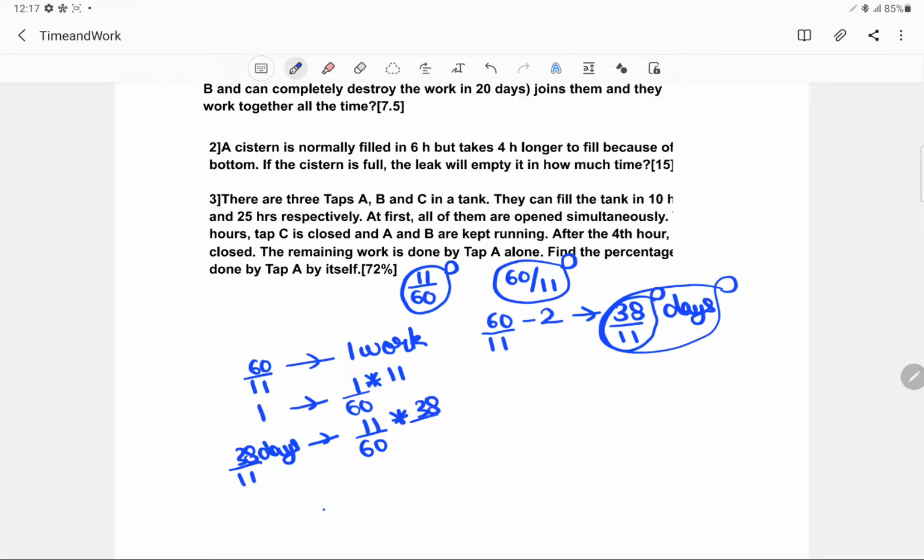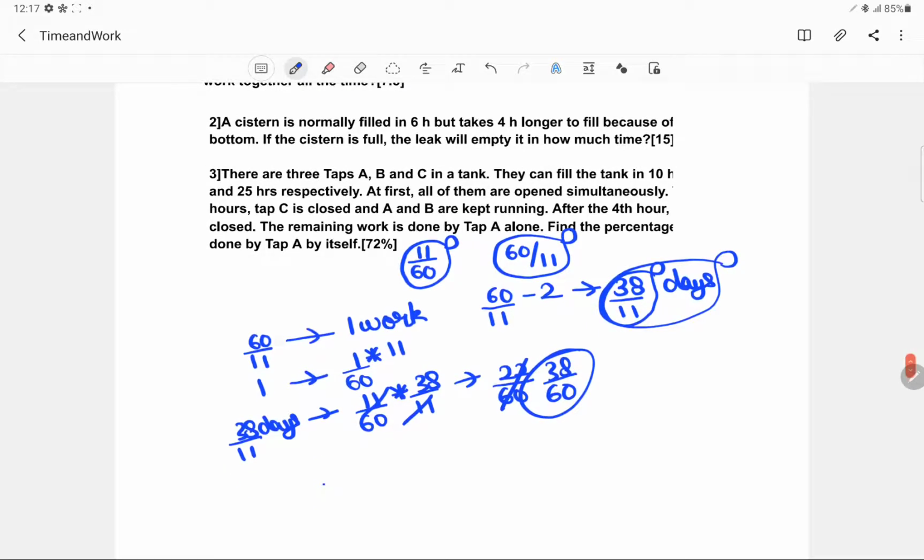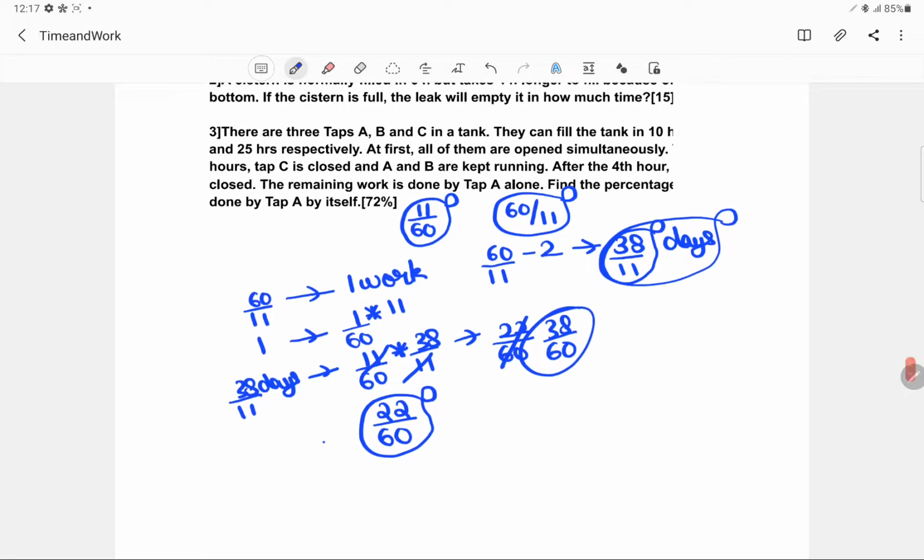So this is like 38 by 11. So this gets cancelled by this, and this is nothing but 22 by 60. Okay, so this is nothing but 38 by 60. Okay, so this was actually the amount of the work that these people completed in 38 by 11 days. So what was the amount of the work left? 22 by 60. This was the amount of the work that had to be done further.